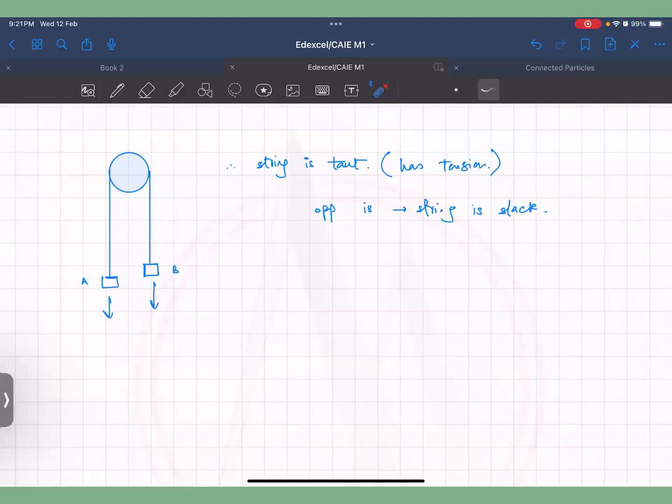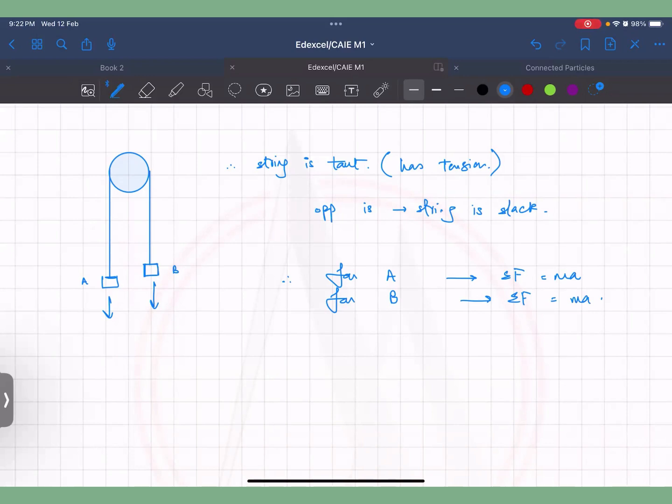So what happens is, we have just particles, and they are connected. So we create F equals ma for both particles. We resolve the forces, and we see if the sum of the forces is causing any motion or not, by equating them together. So for particle A, we would do F equals ma, and then for particle B as well, we would do F equals ma.